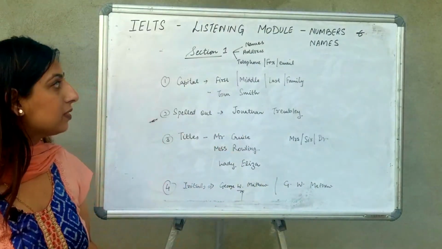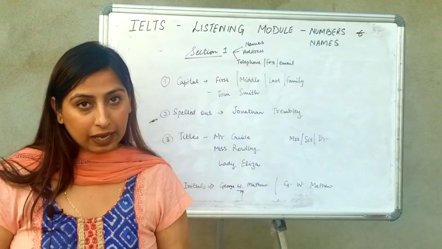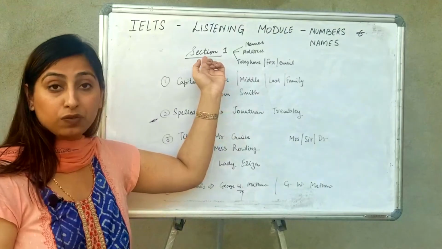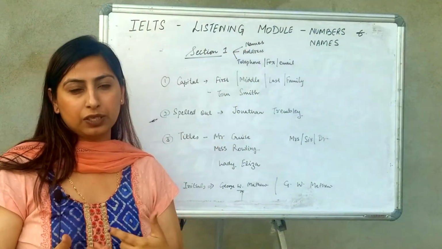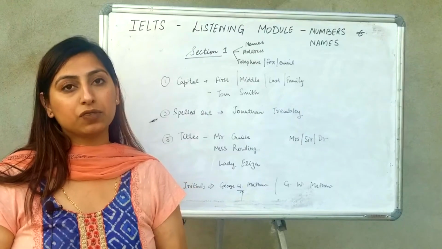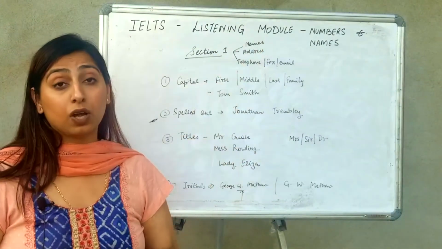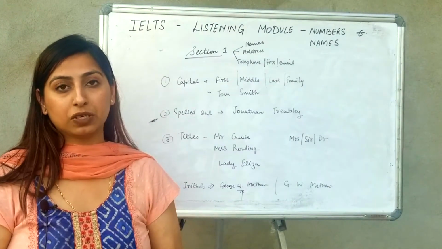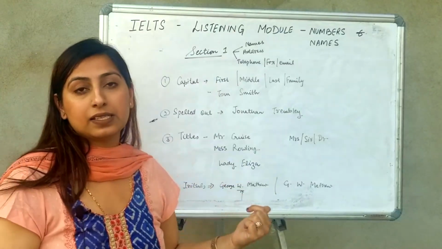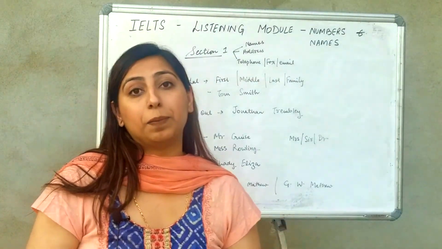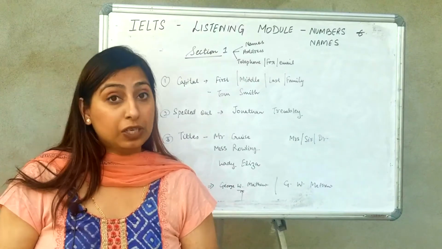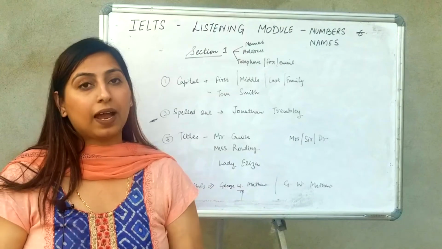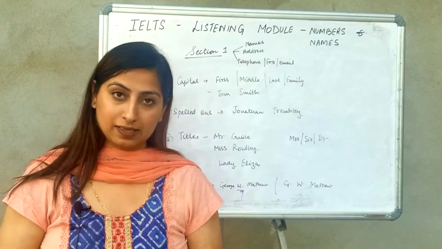So these are the points which you need to remember when you are listening to names or numbers. Names and numbers are usually used in the first section of the listening module, where you listen to a conversation, most of the time a telephonic conversation, and it includes names, addresses, telephone numbers or emails and all the personal information like this. So these tips will be very helpful, but the most important point is you need to practice regularly. Now I am also giving you some practice and you can tell me the possible answers. Let's continue.